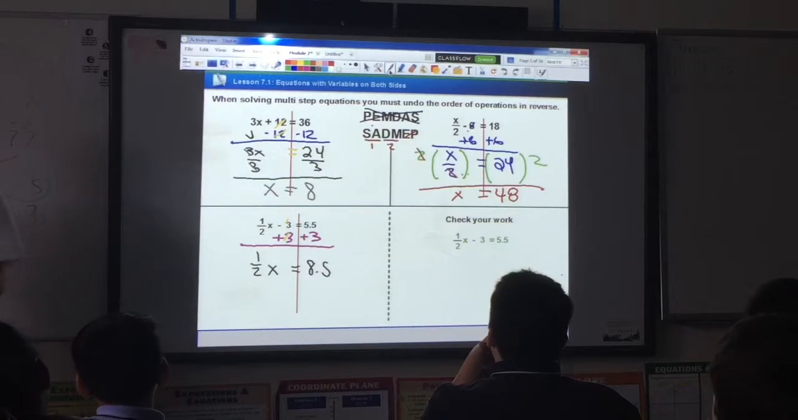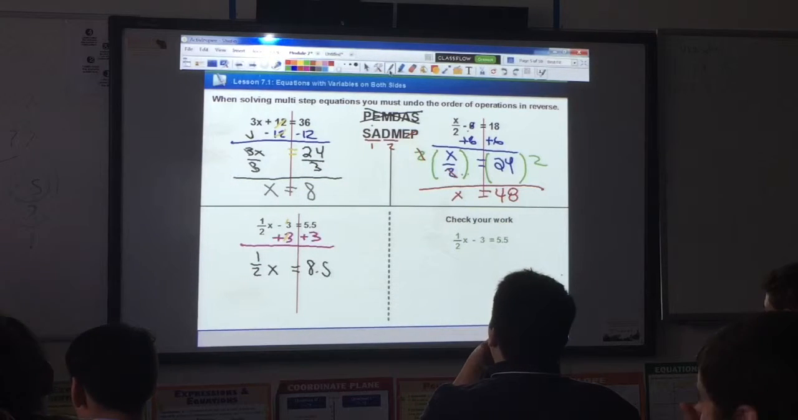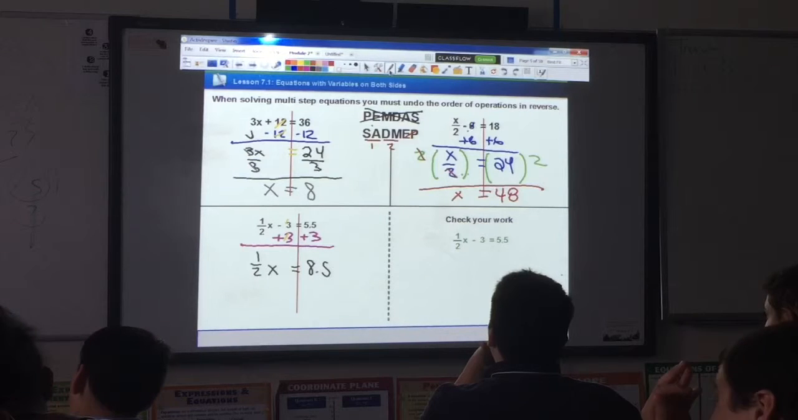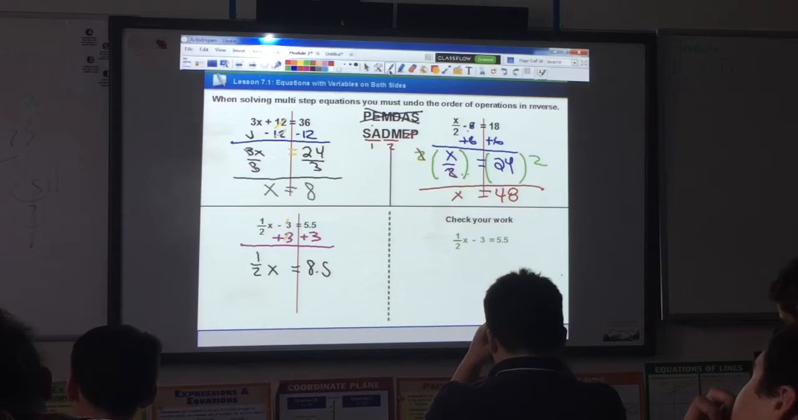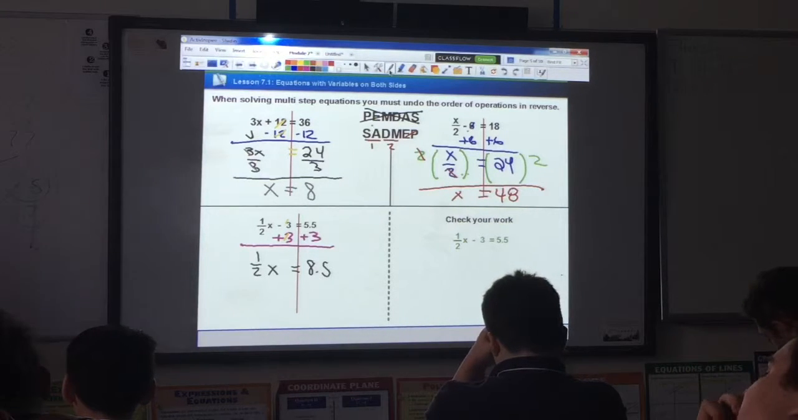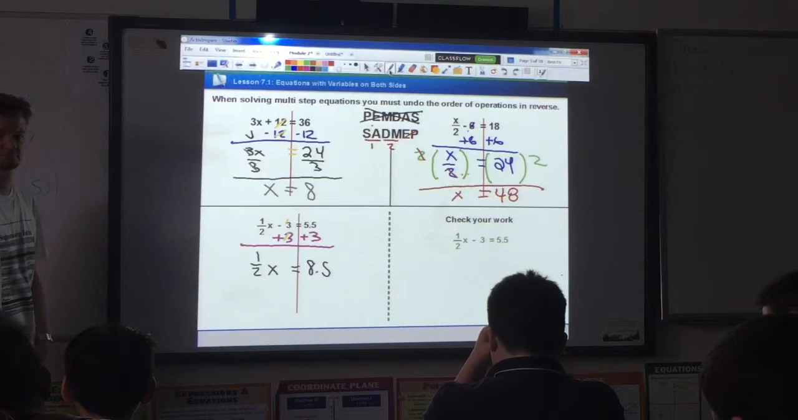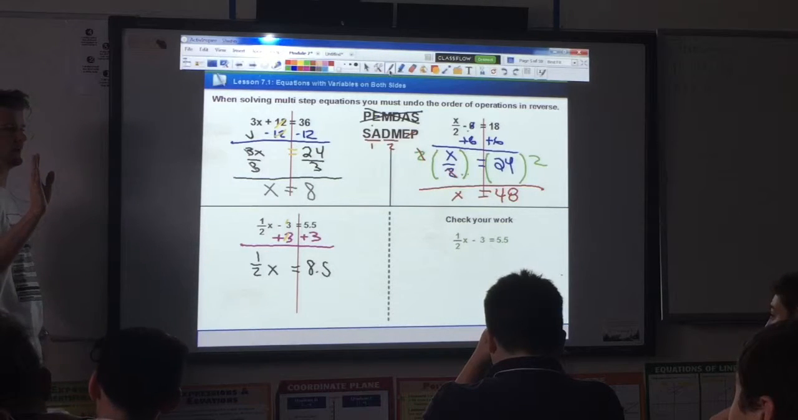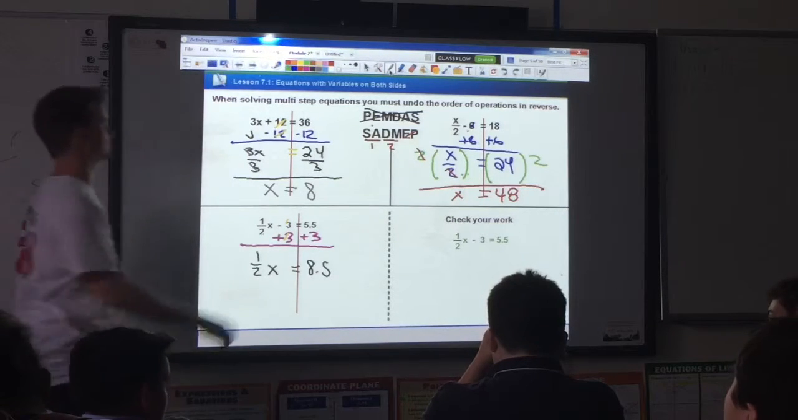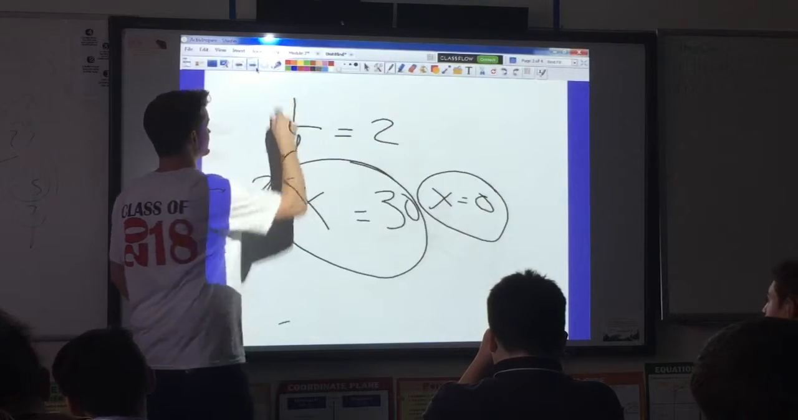Now, what would I do in this scenario? Dylan, what are we going to do now? Now you would have to divide by 1/2. Okay, so we divide both sides by 1/2, but don't write anything. What happens when you divide fractions? Let's just see if you remember this.